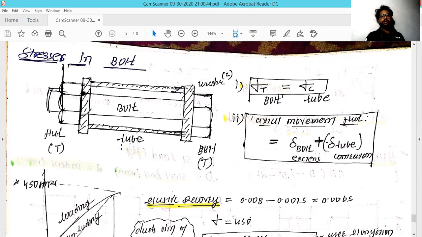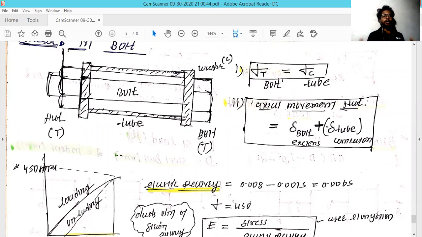So the tensile force in the bolt will be equal to the compressive force in the tube. Whatever amount of force you apply after its limit is finished, the equal amount of force acts on your tube, and you can take that the total stress developed at the tube equals the total stress developed at the bolt.